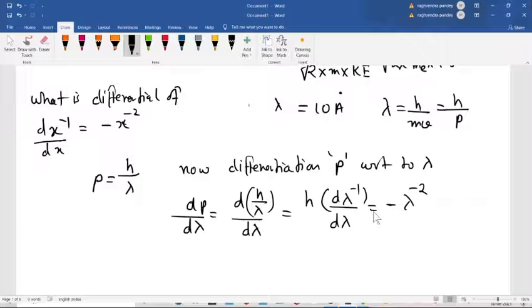So h cancels out with h, 4 pi cancels out with 4 pi. Okay, so lambda square upon 25 will be there. Lambda square is 10 angstrom whole square, so that will be 100, and then divided by 25. So it is 4 angstrom of the error. This is the answer.